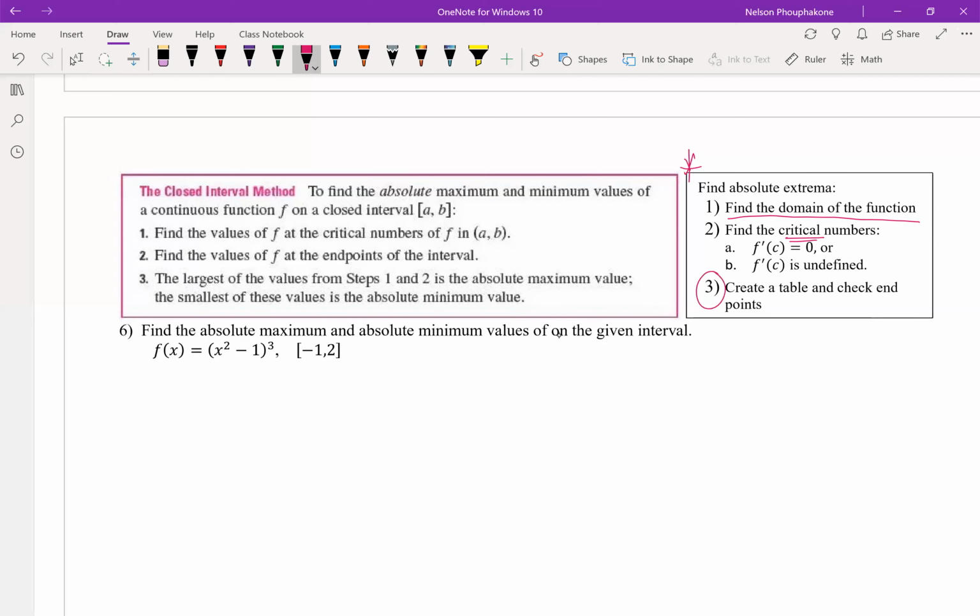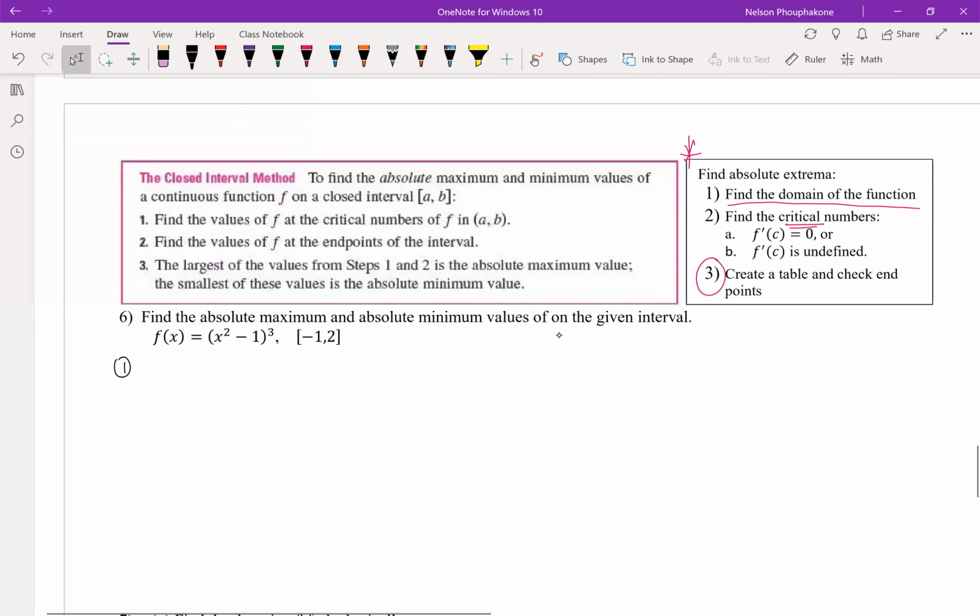Then let's try our first example, number 6 here. First, we know that the domain of this problem is between -1 and 2, so this is a closed interval. Then, second, we would like to take the derivative.